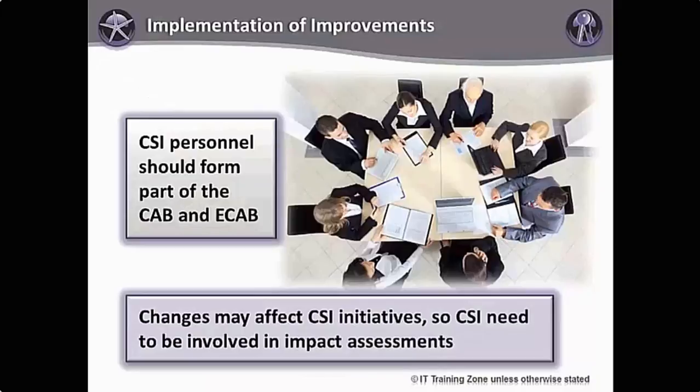Continual service improvement personnel should form part of the Change Advisory Board and Emergency Change Advisory Board. Changes may affect continual service improvement initiatives, so involvement in the CAB can allow continual service improvement to provide input to impact assessments.